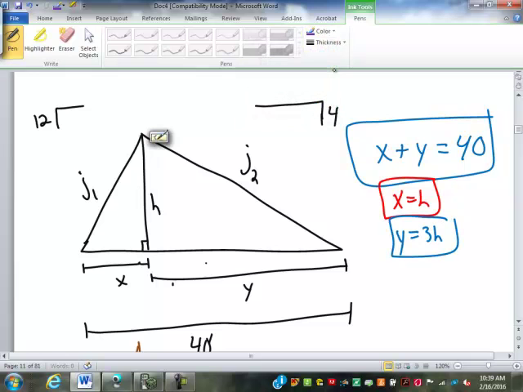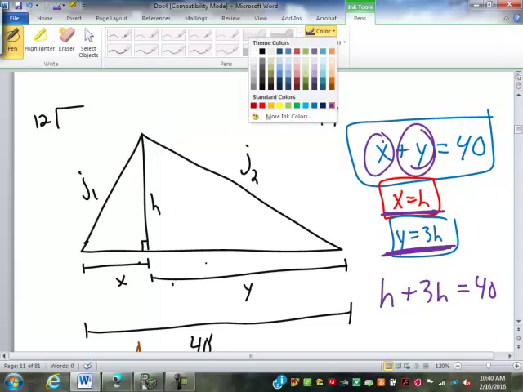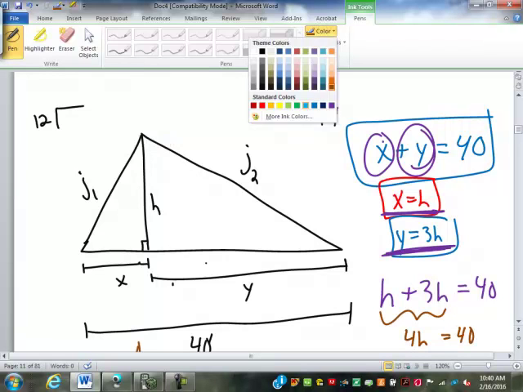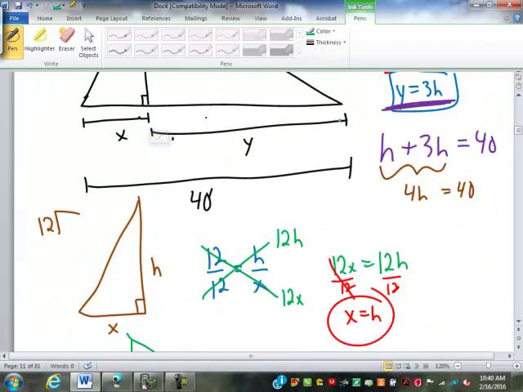What does this tell us? Well, we can now solve this system of equations by substitution. I'm going to replace X with what? H. X equals H. So I'm going to put H in instead of X. I'm going to replace Y with 3H. That adds up to 40. Now it's just one variable. What's H plus 3H? 4H equals 40. And then we divide by 4, H equals 10.